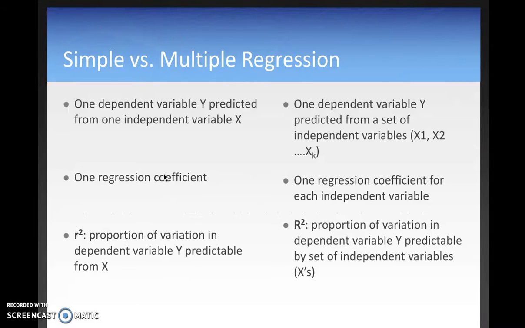And here is a side-by-side comparison of simple versus multiple regression. Both of these have one dependent variable, but in the simple regression we have just one regression coefficient, whereas for the multiple regression we have a coefficient for each independent variable, so for each predictor. And then the small r squared is the proportional variance explained by the predictor variable, and the large r squared here is the proportional variance explained by a combination of predictors.